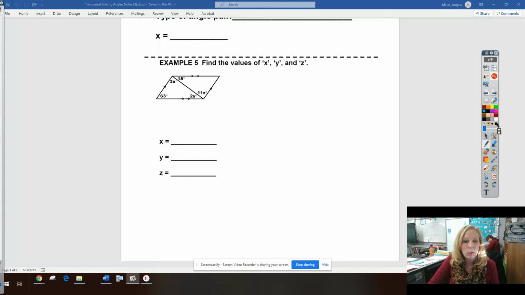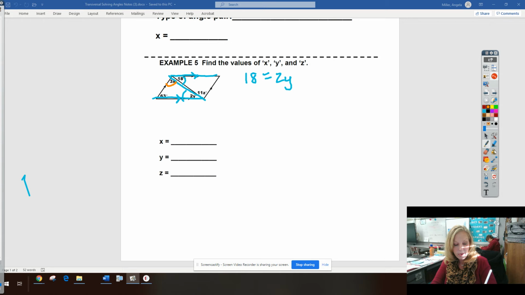Well, let's look at what we know first. Do we have any alternate pairs? Remember, see my little parallel lines here, these little arrows that tell me it's parallel. I've got this one and I've got this one. Then I have my transversal right here. Oh, look, 18 and 2y. I'm going to write that down. 18 equals 2y. Now let's see what else we have while we're looking. Oh, I have 3x and 11z.